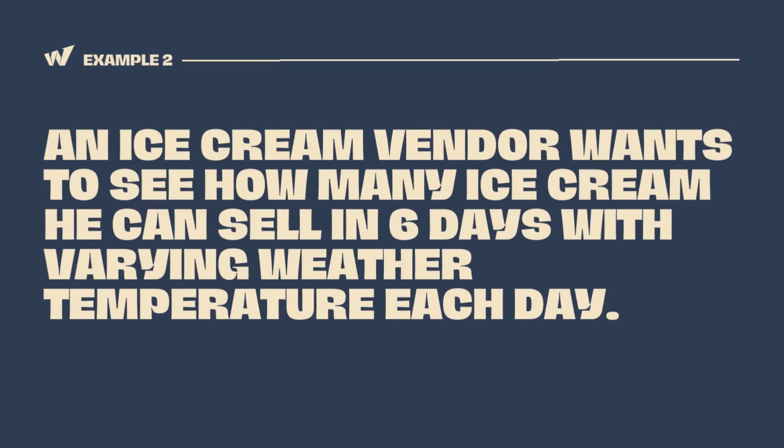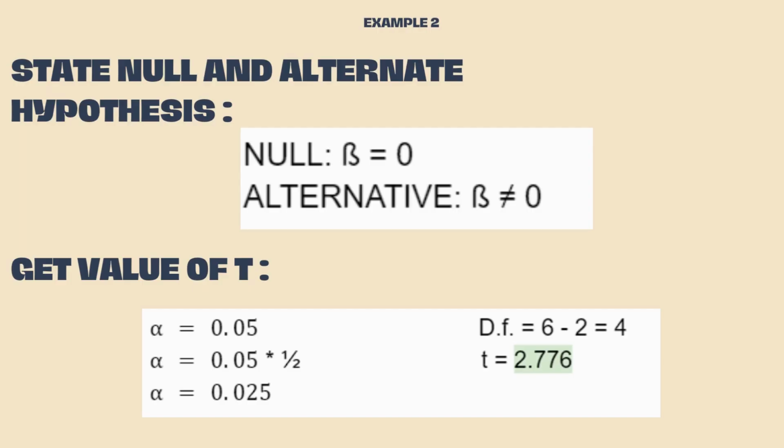So first, we have to state the null and alternate hypothesis. So for our null, we have beta is equivalent to 0, and our alternative is beta is not equivalent to 0. So what this means is if beta corresponds or has a relationship with the given data.